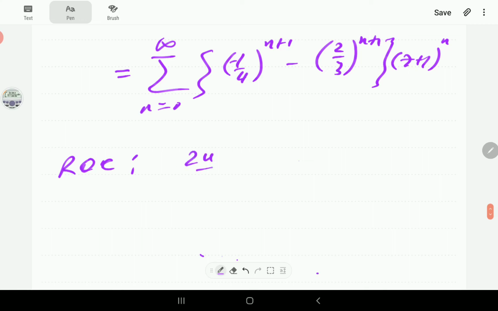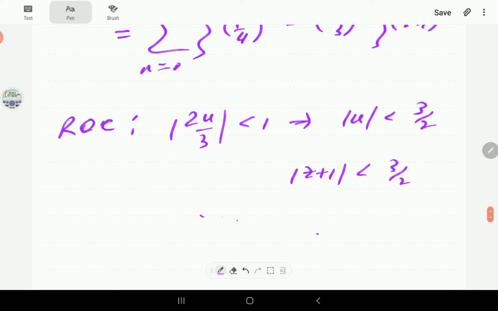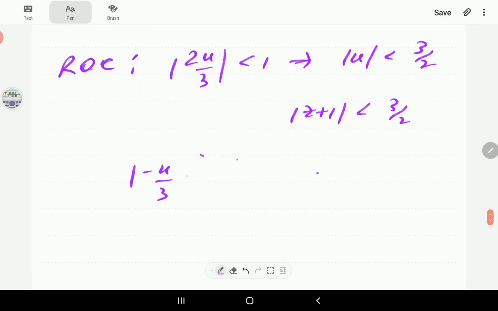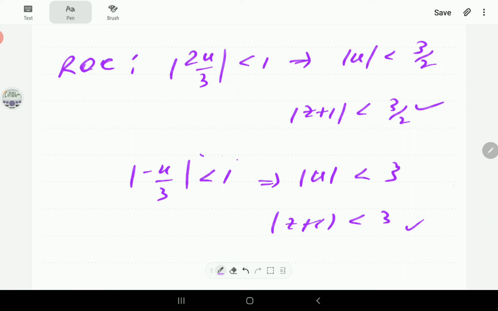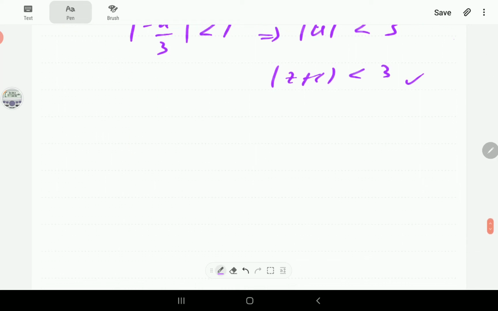we've got 2u over 3 less than 1, which gives us u is less than 3/2. U is z plus 1, so that's a mod of z plus 1 is less than 3/2. Then the other one, we've got negative u over 3 less than 1, so u is less than 3, so that gives us mod of z plus 1 is less than 3. So obviously this is bigger than this one, so we expect that this is going to be the intersection region.